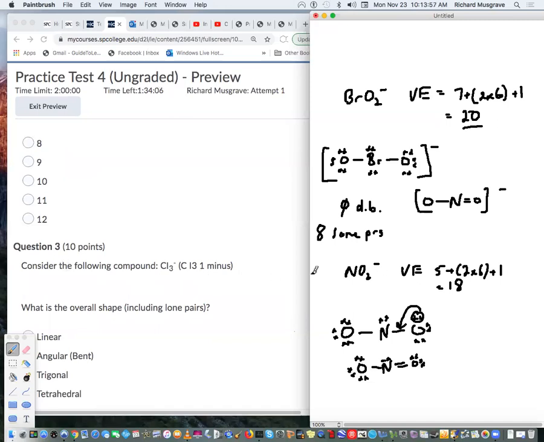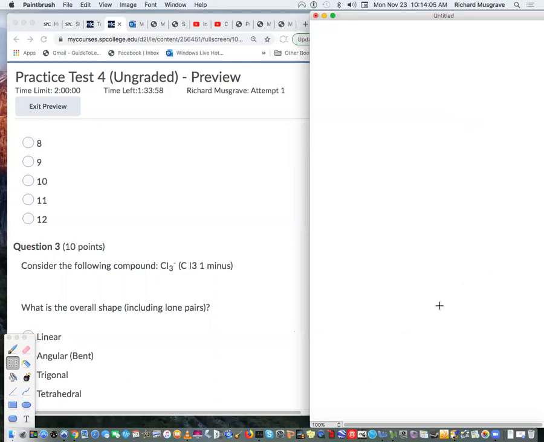Right, consider the following compound, Cl3 minus. Or is it Ci3? No, it's Ci3, it's not Cl3 minus at all.